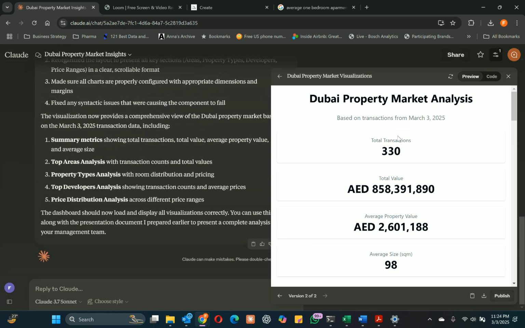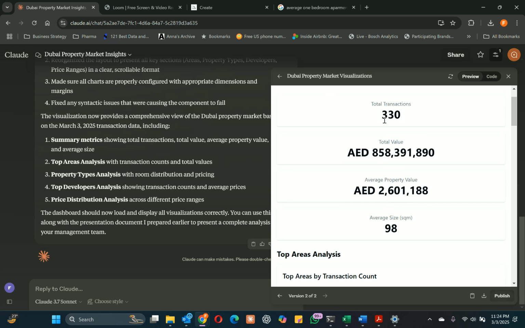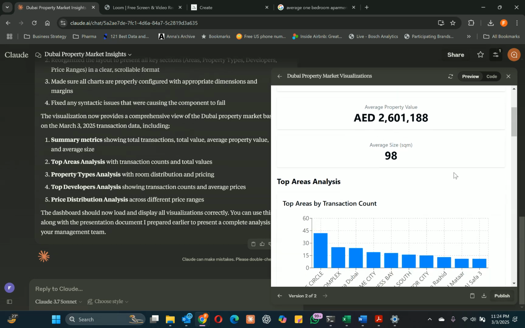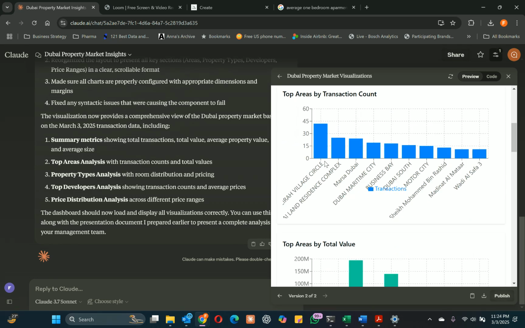The white property market analysis, best pricing from 3rd March, rule 330 transactions. We talk about this, 858 million dirhams. It is down to the last dirham actually. 22.6 million property value, 98 square. Now look at it. This is in graph format, easier to understand and easier to work on.